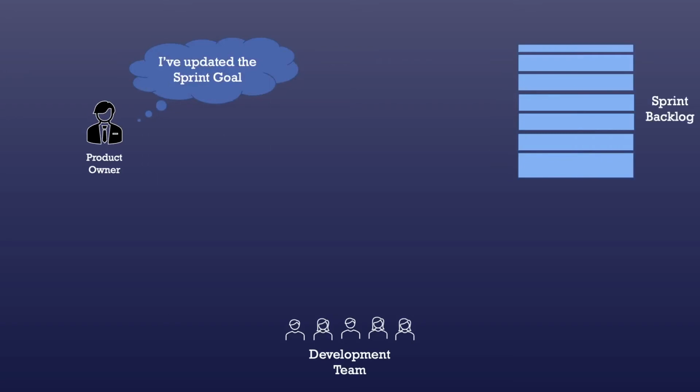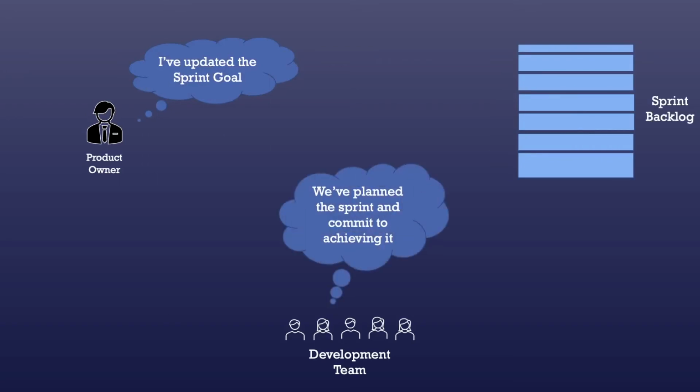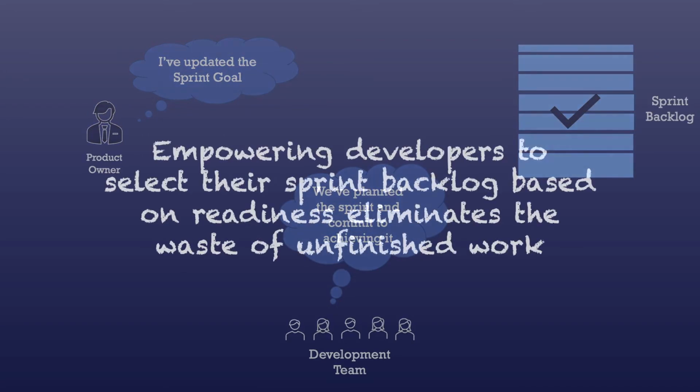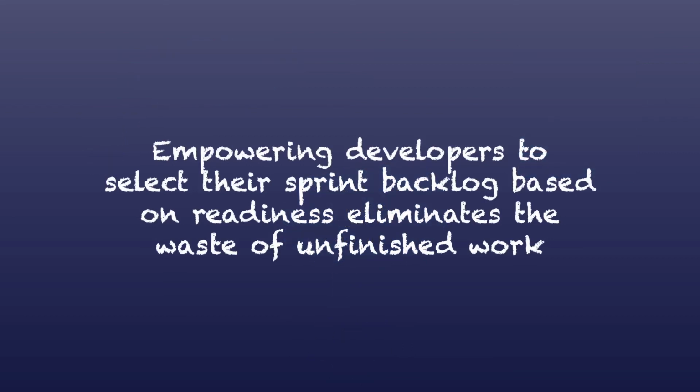The team then works with the product owner to refine the sprint goal based on the selected backlog items, plans the sprint, and commits to meeting the established goal. This is how Scrum eliminates the waste of unfinished work.